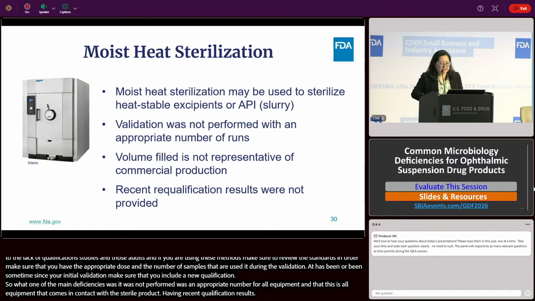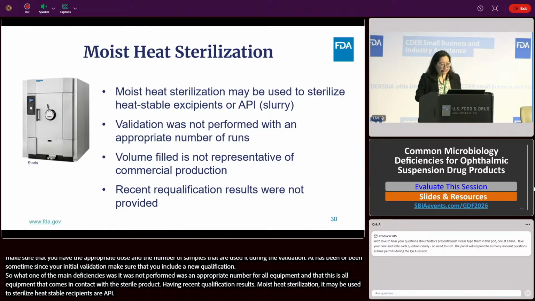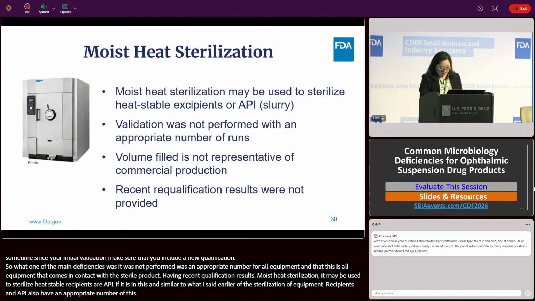So for moist heat sterilization, heat sterilization may be used to sterilize heat-stable excipients, or API if it's in a slurry. And similar to what I said earlier about the sterilization of equipment, the excipients and API also need validations that have an appropriate number of runs within that validation. And then if there's been some time since the initial validation, make sure that you include a recent requalification.